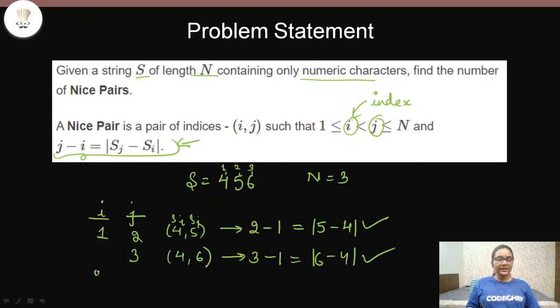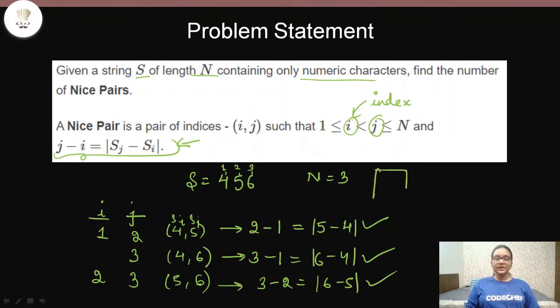Now we will come to the second index. When i equals 2, we can take j equals 3 because i is less than j here. s of 2 is 5 and s of 3 is 6. So again it will be forming a nice pair, as you must have understood how we are using this expression to find the nice pairs. 6 minus 5 gives us 1, and 3 minus 2 is 1, so this is also forming a nice pair. So in this particular example, 3 nice pairs are being formed. This is how you have to think about the problem.